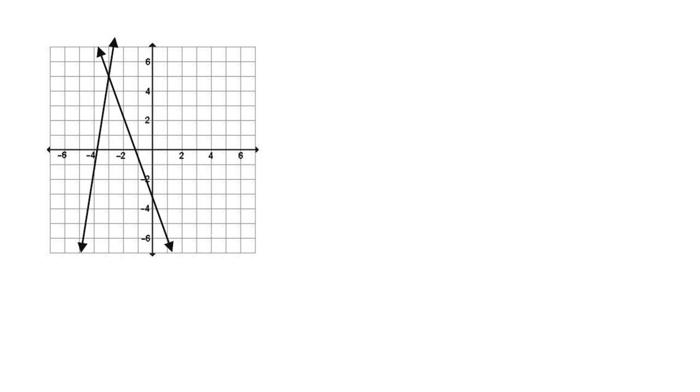Here in this example, the graphs of the two equations intersect at the point (-3, 5). We're not told in any of these examples what the equations are, but we can see visually by looking at the graph that they intersect at a specific point.